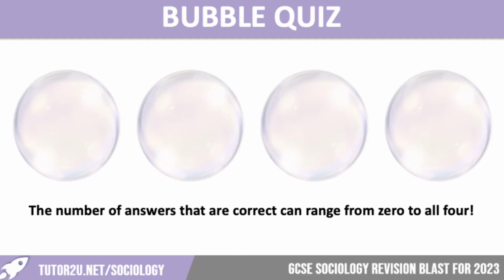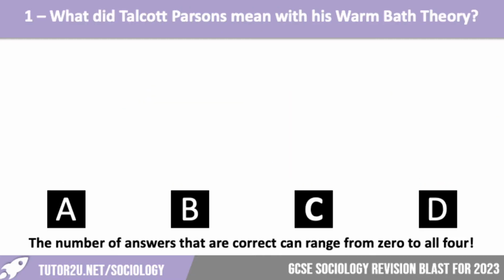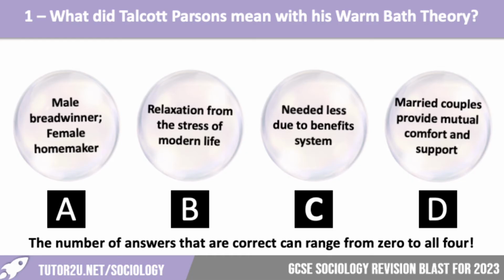Right, let's move on. We're going to do a bubble quiz next. So with the bubble quiz, the number of answers on the screen that are correct can range from none of them to all 4. Number 1. What did Talcott Parsons mean with his warm bath theory?